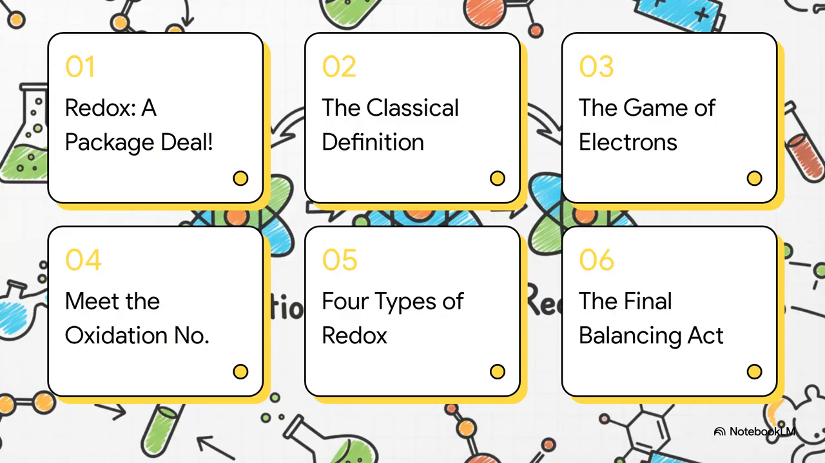So here's our game plan. First up, what exactly is redox? Then we'll look at the old school definition and the new modern one. After that, we unlock the secret weapon of this chapter, the oxidation number. Then we'll check out the different types of reactions and finish with the big one, that balancing act. It's going to be a clear step-by-step journey.